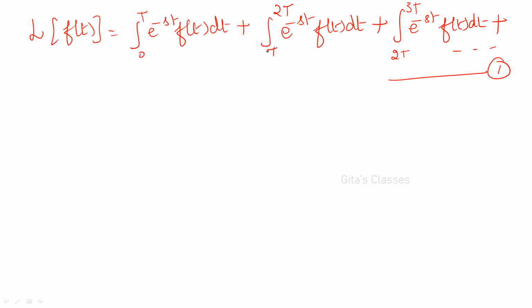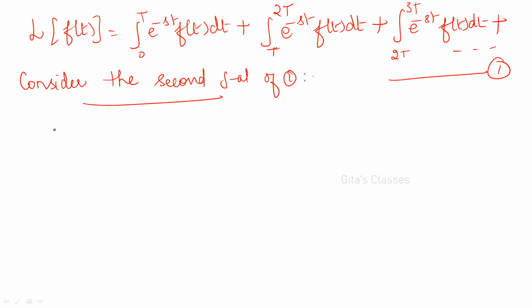Now, from equation number 1, I am going to express the second integral, third integral, every integral in terms of the first integral. So how? Consider the second integral of equation 1. What is that integral? T to 2T. In it, you substitute t is equal to u plus capital T. So this implies u is equal to small t minus capital T.